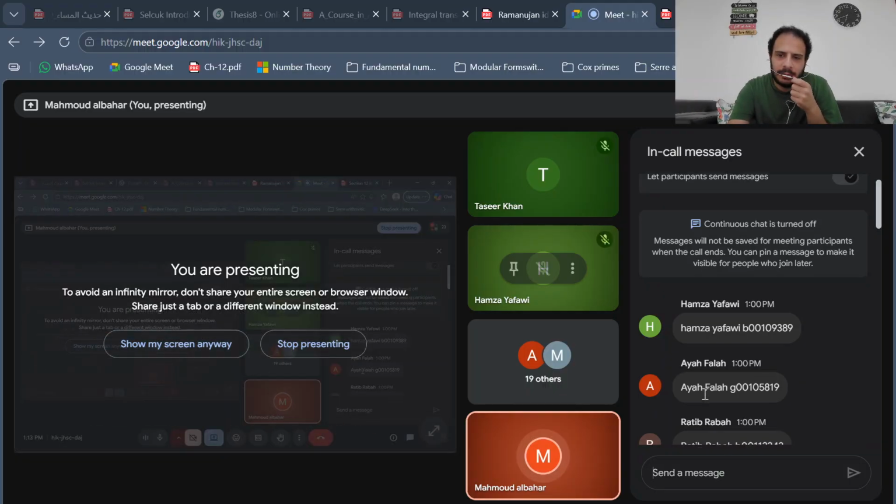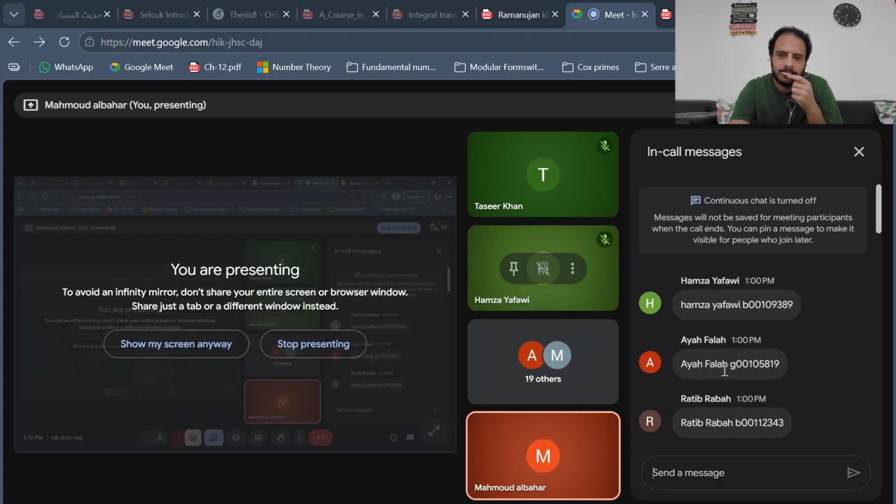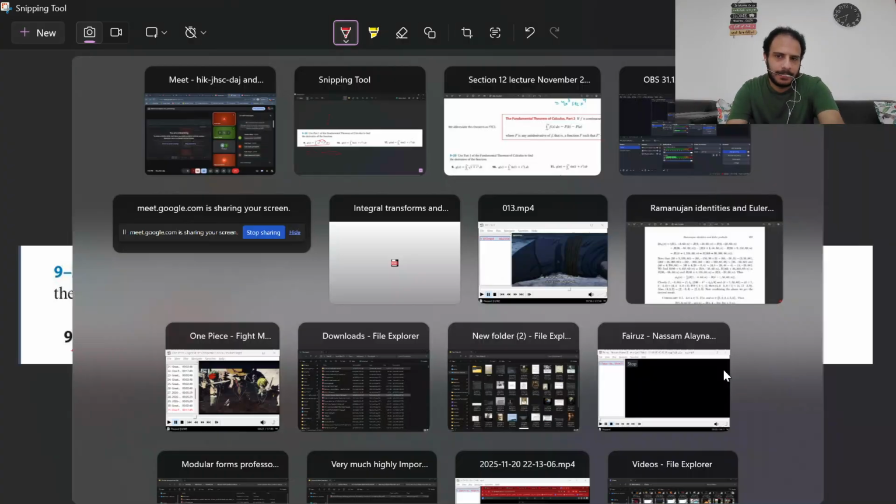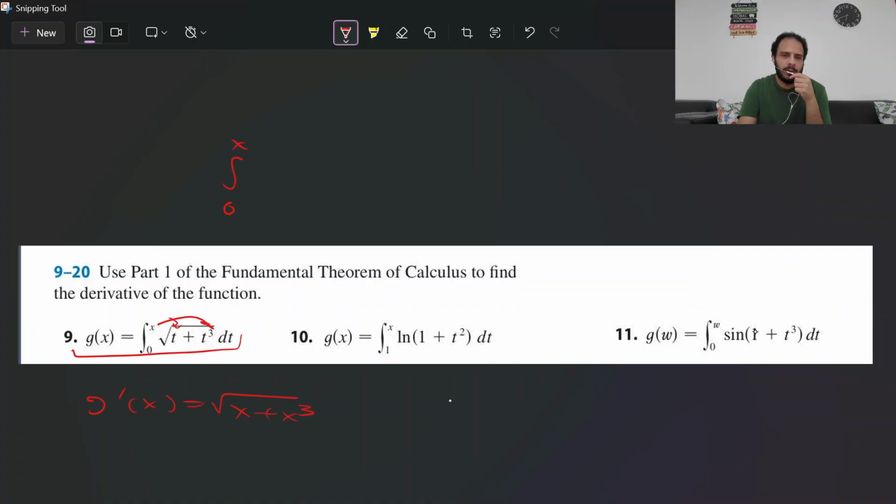Now, Aya Falah. Yes, Professor. Help me with problem 10. What is g prime of x for problem 10? It will be ln 1 plus x is equal to. Yeah, thank you.